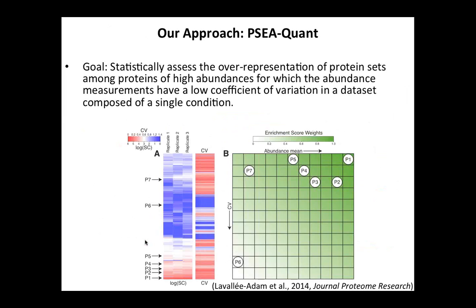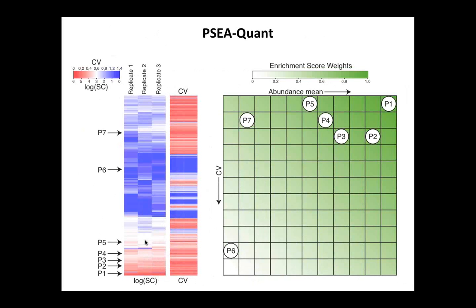So our approach was inspired by GSEA and PSEA, and we named it PSEA-Quant. Our goal was to provide a statistical assessment of the overrepresentation of protein sets. You can think of these like co-terms among proteins that are of high abundance and for which the abundance measurements have a low coefficient of variation, in data sets composed of a single condition. Again, potentially IPs or simply the characterization of a given proteome. The idea behind PSEA-Quant is quite simple.